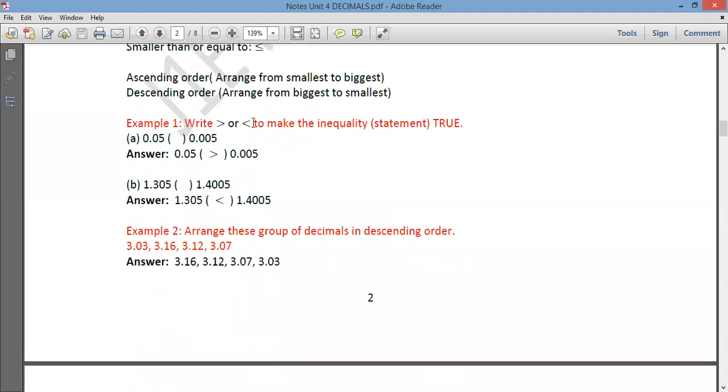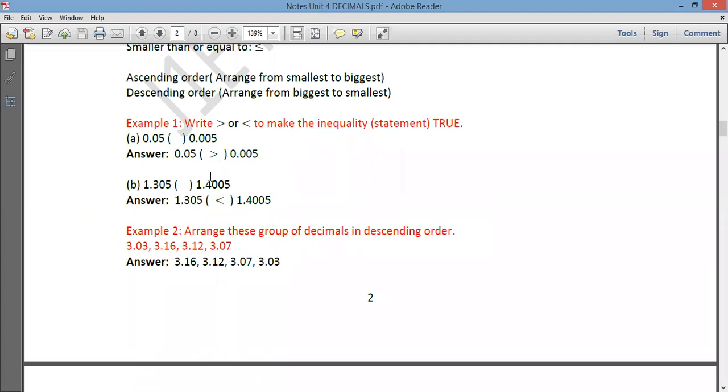Okay, so write greater than or less than to make the inequality true. Means that this is the inequality, the equation here. Okay, so you have to fill in either one of these two symbols to make this thing become a true statement. Okay, since 0.05 is bigger than 0.005, the correct answer will be this one, greater than symbol.